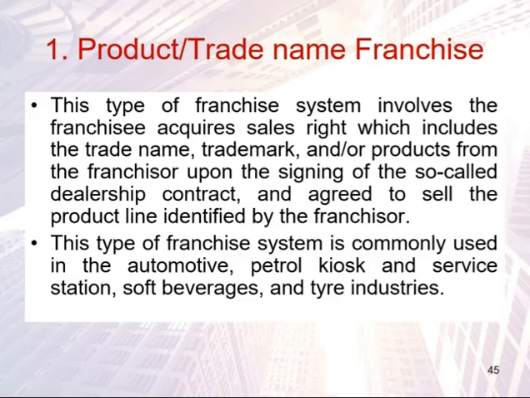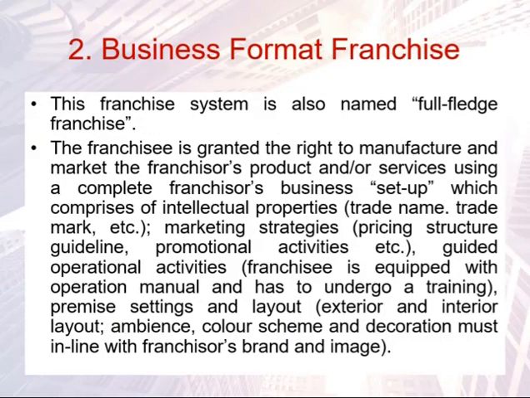The most significant benefit is that the franchisee has fewer rules to follow and greater freedom to run their business how they wish. The main downside of this distribution is that the franchisees don't receive any support or training from the franchisor. This type of franchise system is commonly used in the automotive, petrol kiosk and service station, soft beverages, and tire industries. The second type of franchise is the business format franchise, also known as the full-fledged franchise.